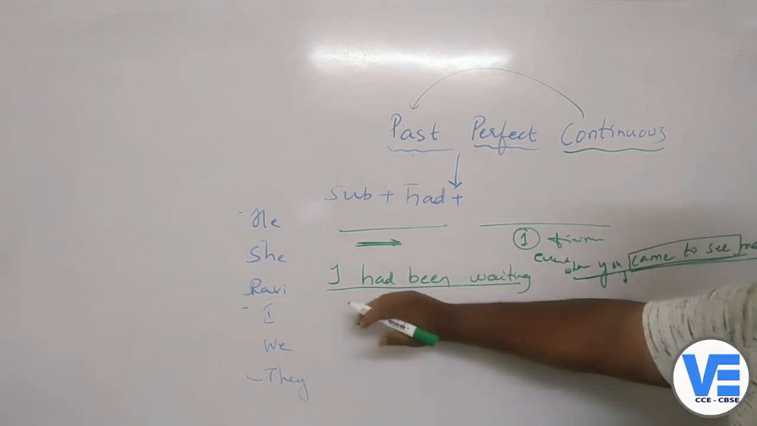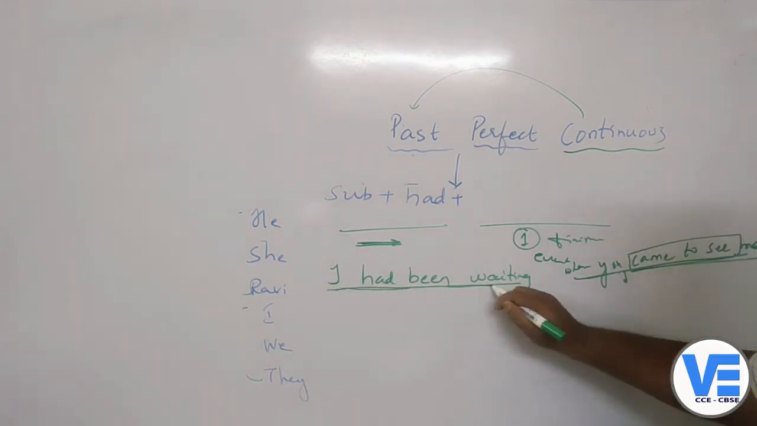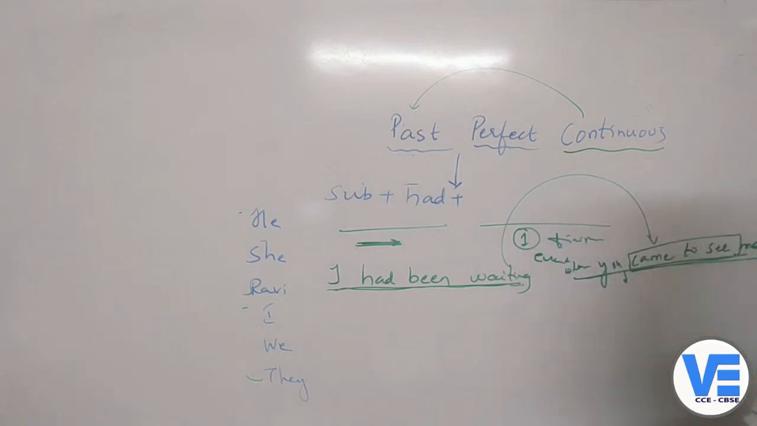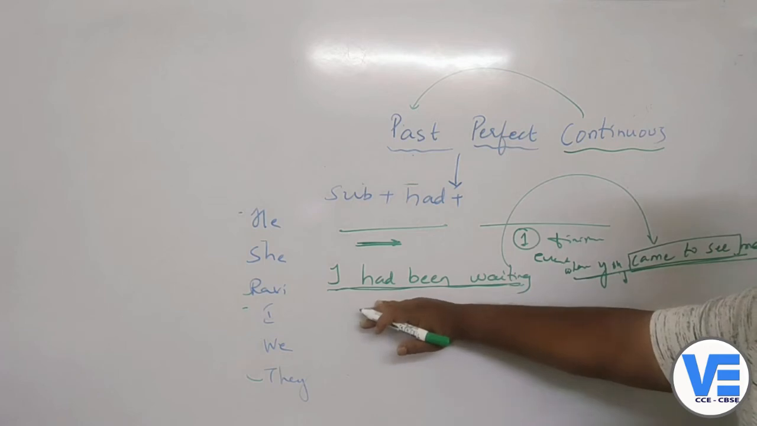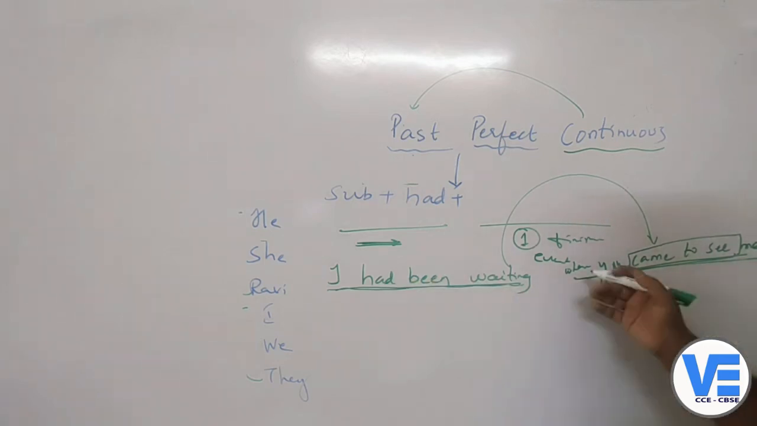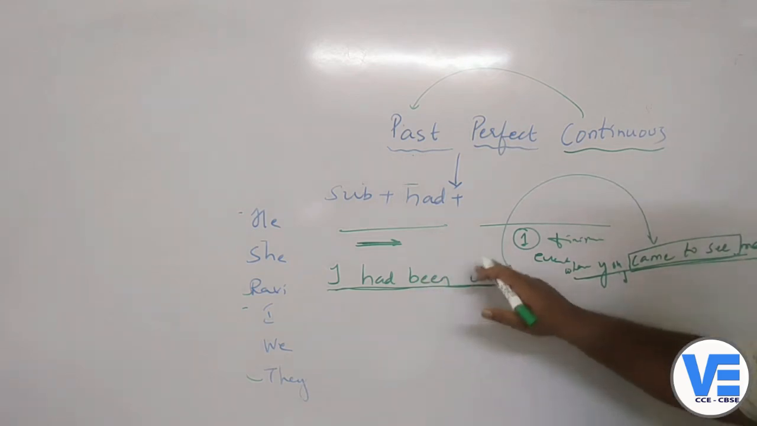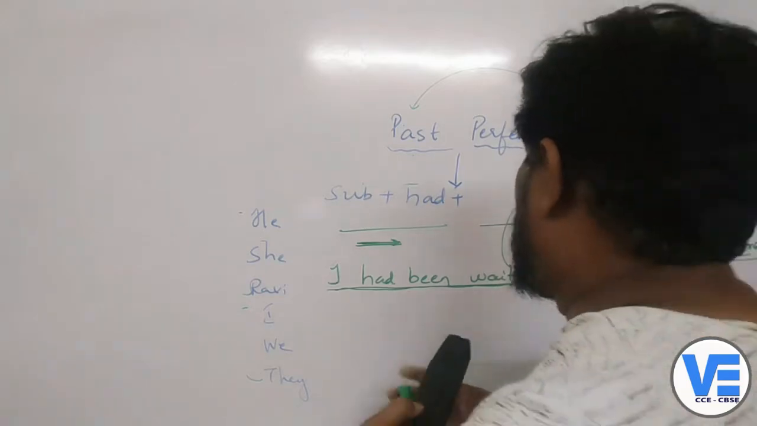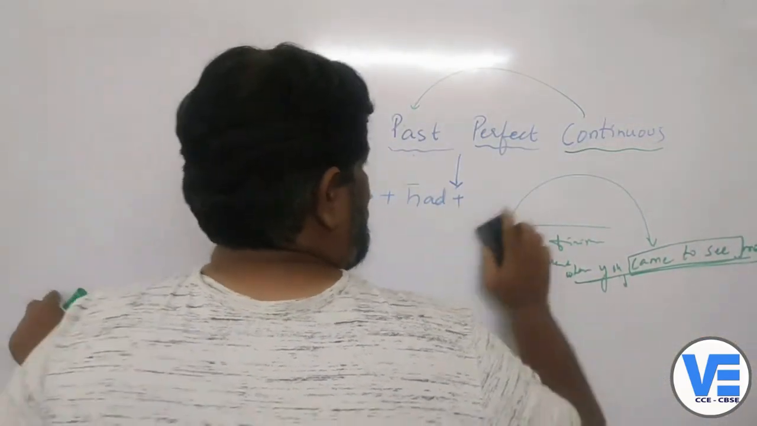So that is how this is in continuous tense. This is in continuous tense when this particular thing has happened. So by the time his friend came, till then he was waiting for the person. So when he came, he said that I had been waiting for an hour when you came to see me. So this is how you can add the past perfect continuous tense. Now we'll see some examples and also the formula of this tense.